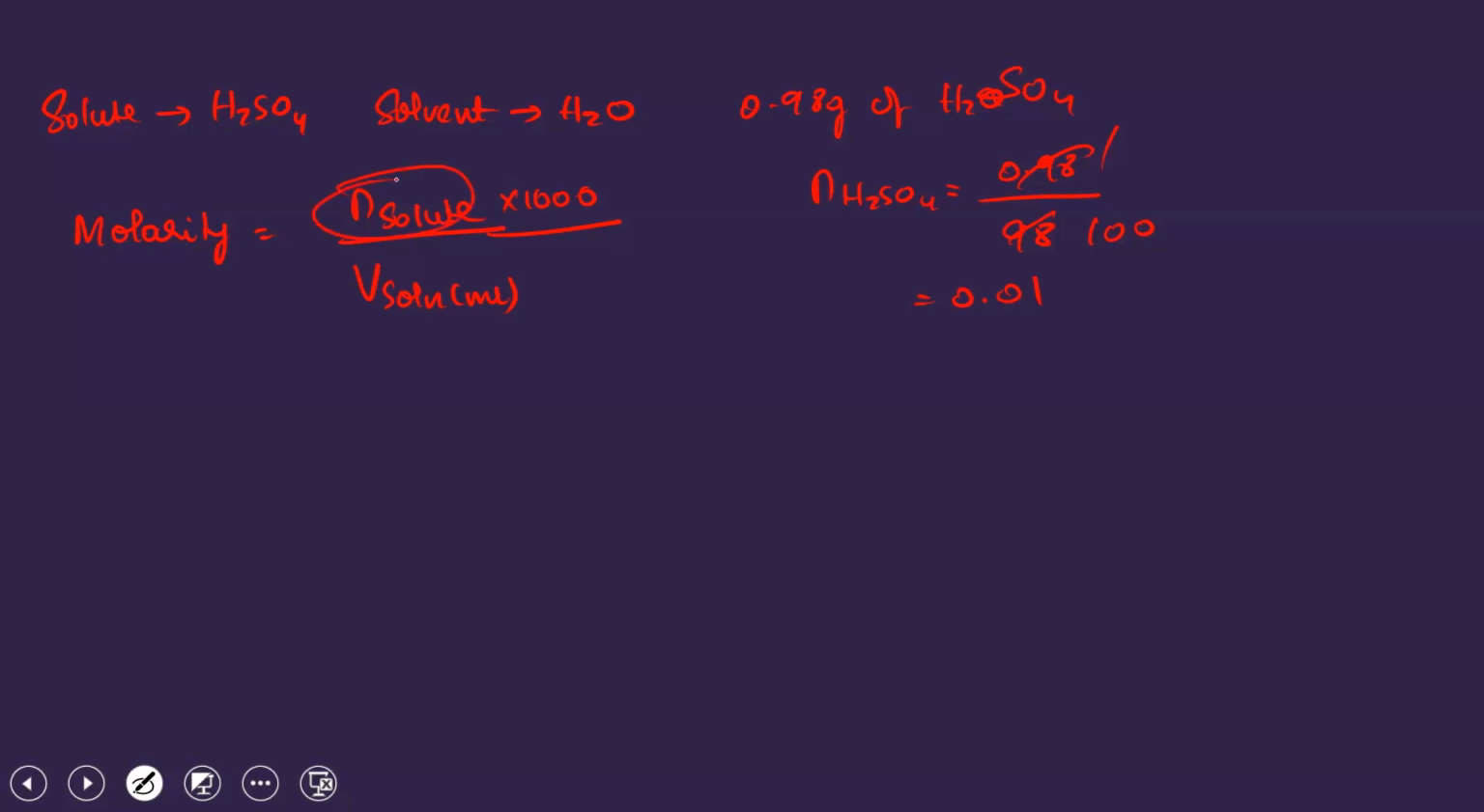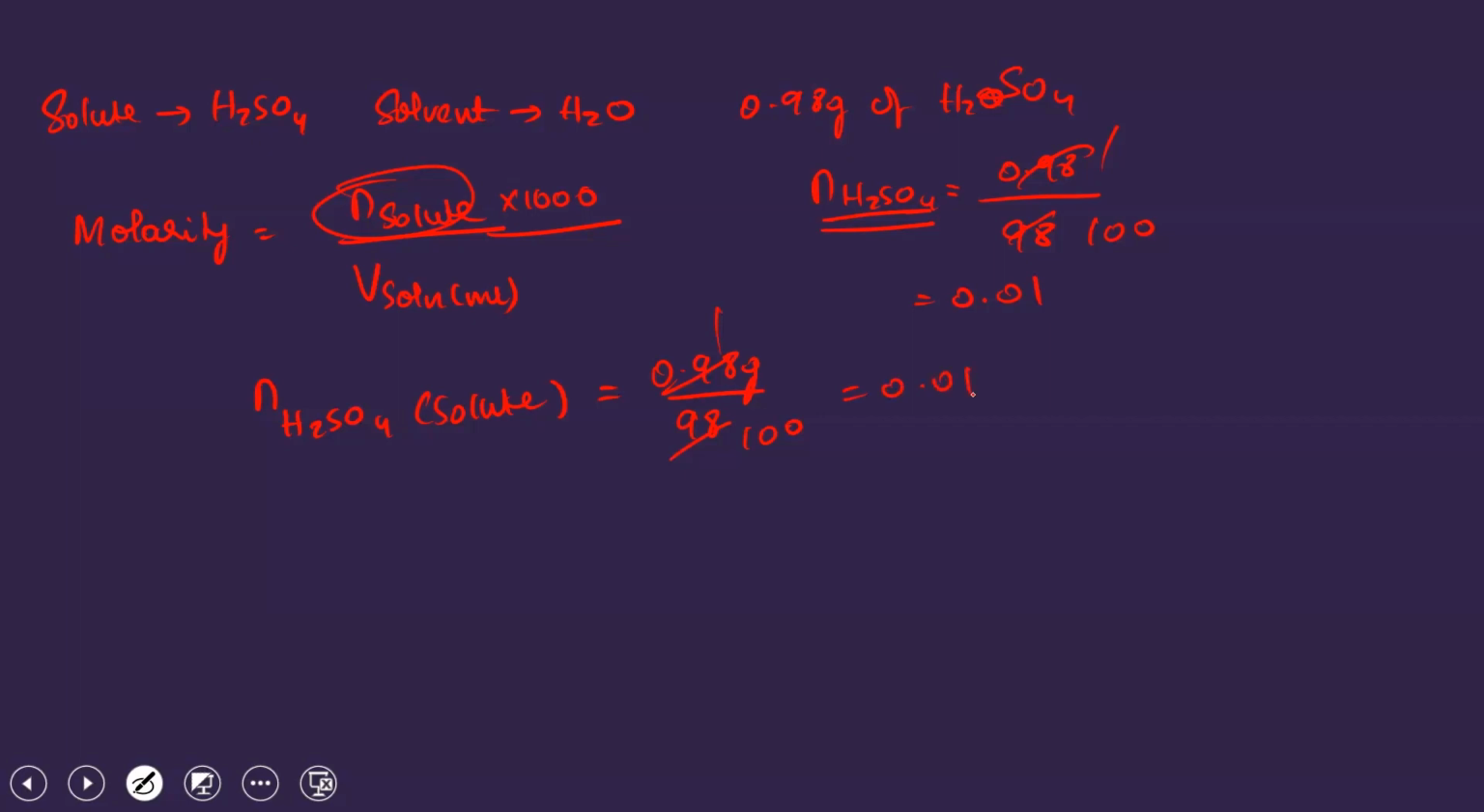First, for the numerator, you need to identify the number of moles of solute, correct? So, number of moles of solute, who is the solute here? H2SO4. So, number of moles of H2SO4, which is the solute. I am identifying it separately and then substituting it in the formula. So, the formula for number of moles is given mass by molar mass. Given mass is 0.98 and molar mass is 98.